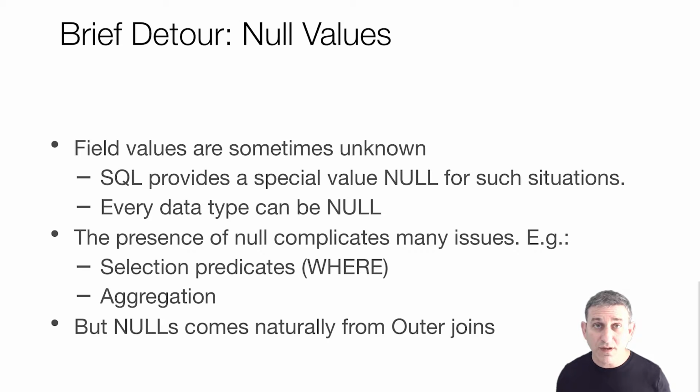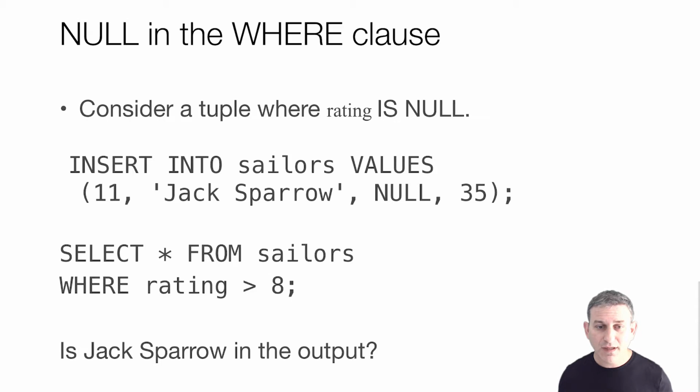The presence of null in the type system can complicate our queries a bit. So we have to think about how null interacts with where clause predicates. And we have to think about how null interacts with aggregation as well, like summation. So you can't avoid nulls. They come out of outer joins after all. So we're going to have to sort this out.